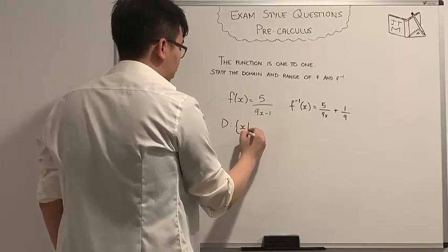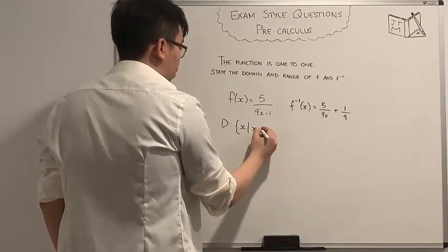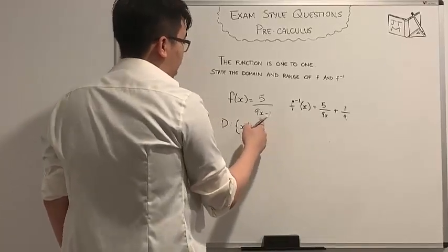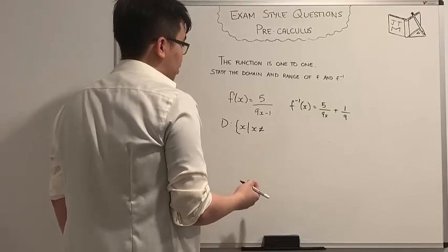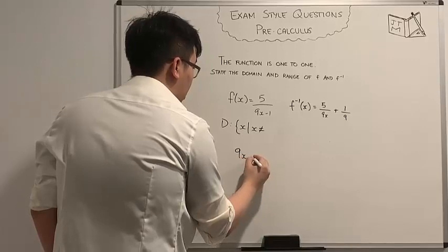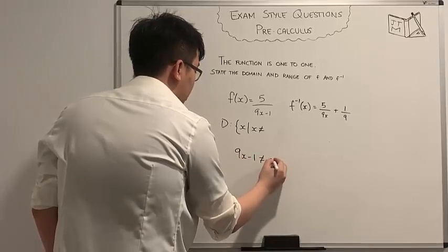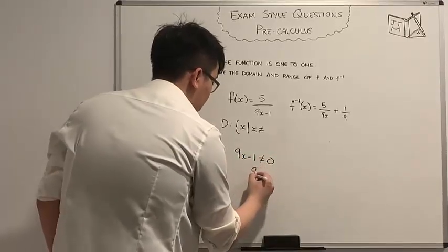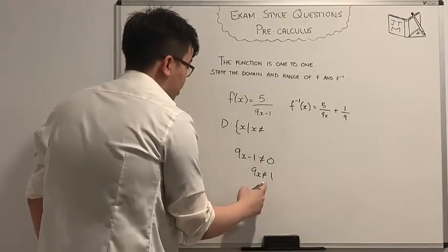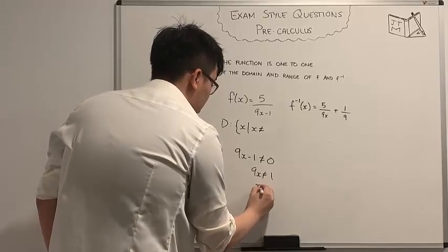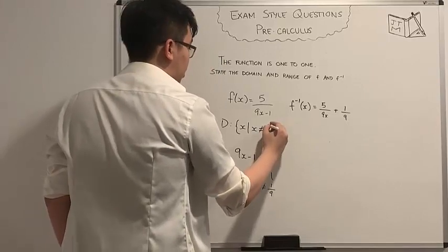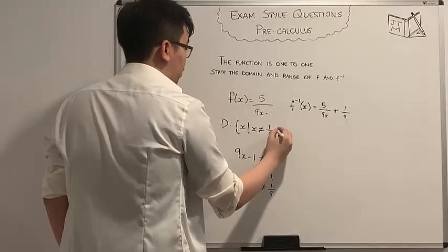So we're going to have x. We start with all real numbers, and then we have the exclusions. So we don't want 9x minus 1 to be equal to 0. So we solve that to be unequal to 0. So 9x, move 1 to the right side, 9x is not equal to 1. So x cannot be equal to 1 over 9. And we put that in our domain here.